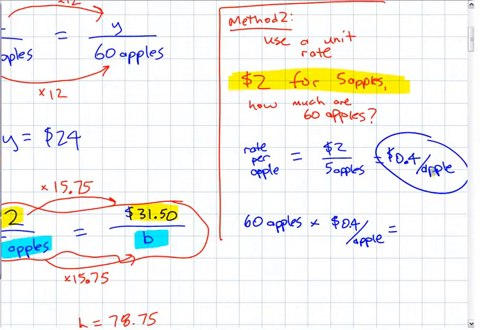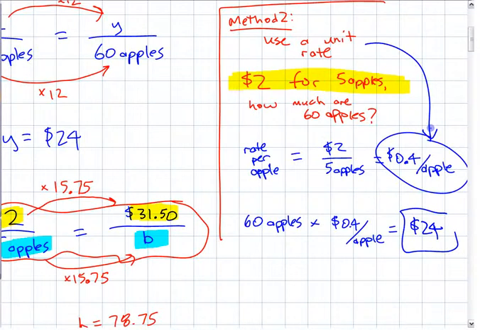Well, if you figure out the rate for each apple and you know how many apples, what do you do with those two numbers? You multiply them, right? If you multiply them, you're going to get $24, right? Okay, $24. It's the same thing as you get over there, but this is a different approach. It's working out a unit rate first.